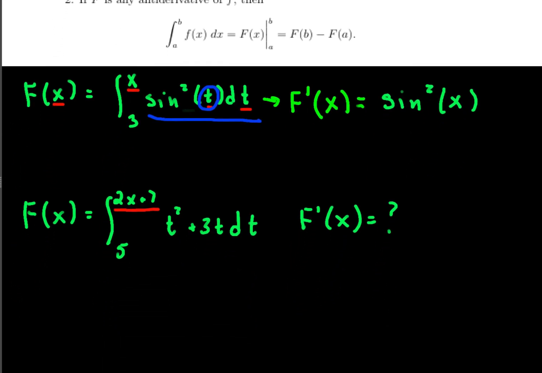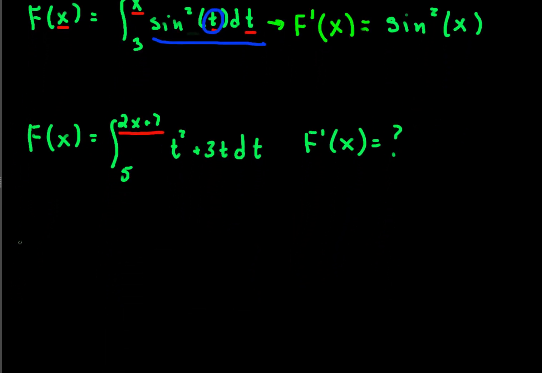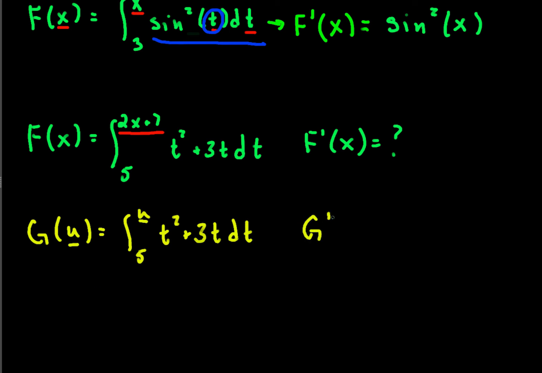So I've got to be a little bit careful here. In fact, what I've really got is a chain rule going on. So let me give you another function. Let's define g of u to be equal to the integral from 5 to u of t squared plus 3t dt. Well, now this is the right form. The u and the u are exactly identical. And so I know the derivative of g is u squared plus 3u.